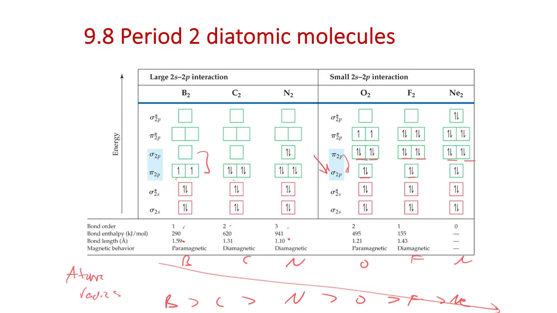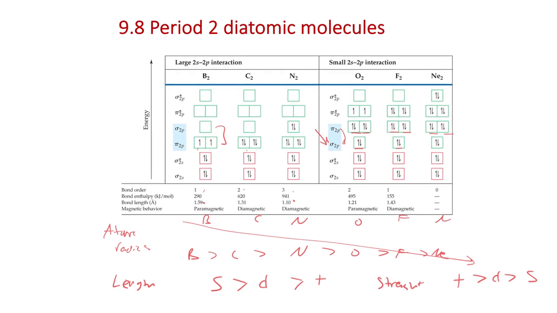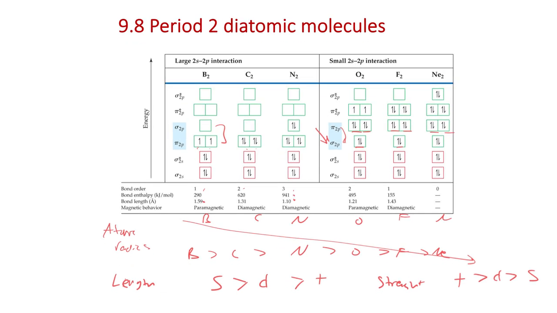Single bonds are longer than double bonds, which are longer than triple bonds in terms of length. And then the strength inverts. In terms of strength, the triple bond is stronger than the double, which is stronger than the single. So single bonds are longer and weaker, triple bonds shorter and stronger. You can see that working out here: boron has a particularly weak bond and nitrogen has a really strong bond. 290 kJ per mole for diboron, 941 for the N2 bond with its triple bond, so more than three times greater.